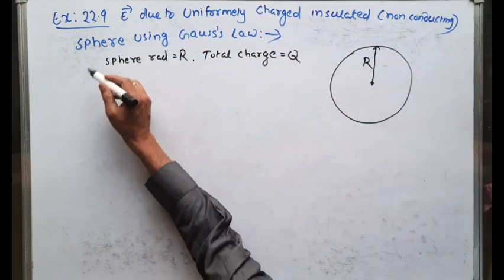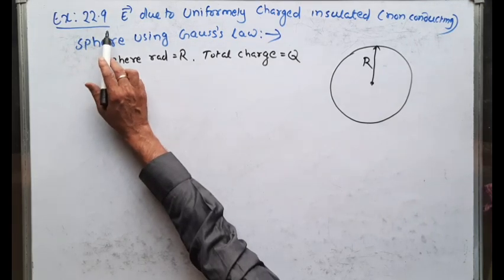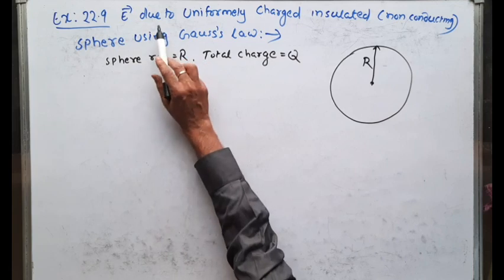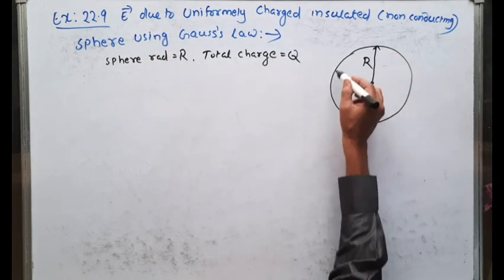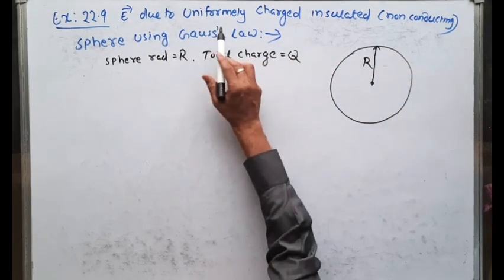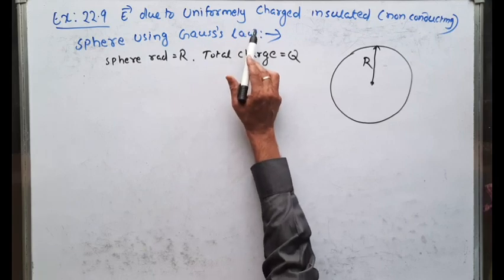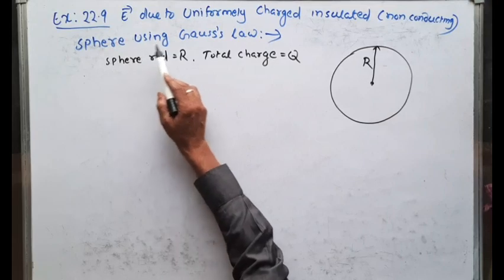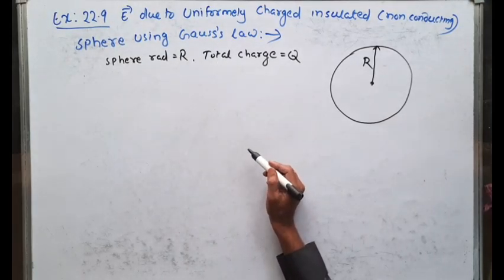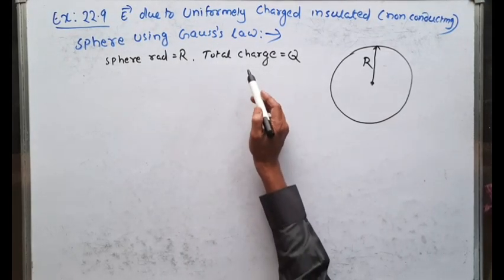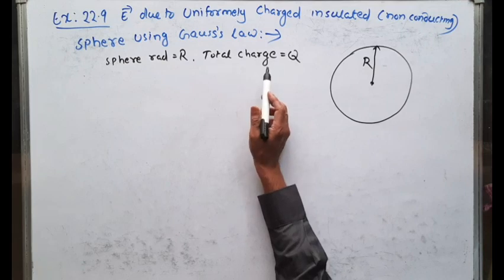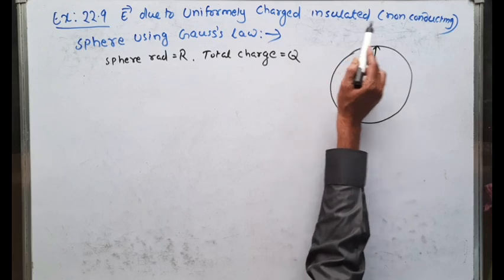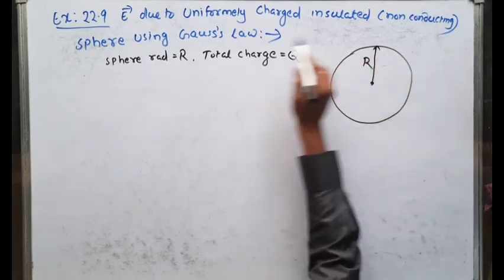So let us discuss example 22.9. Here we have to find the electric field intensity due to a uniformly charged, insulated, non-conducting sphere using Gauss law. So using Gauss law, we have to find the electric field intensity due to a uniformly charged, insulated, that is non-conducting, sphere.